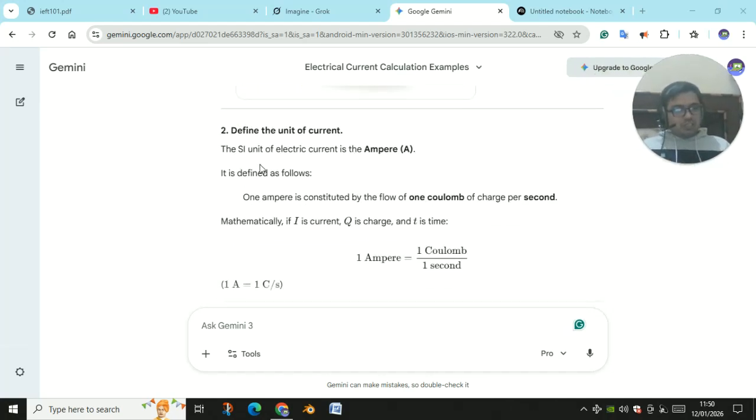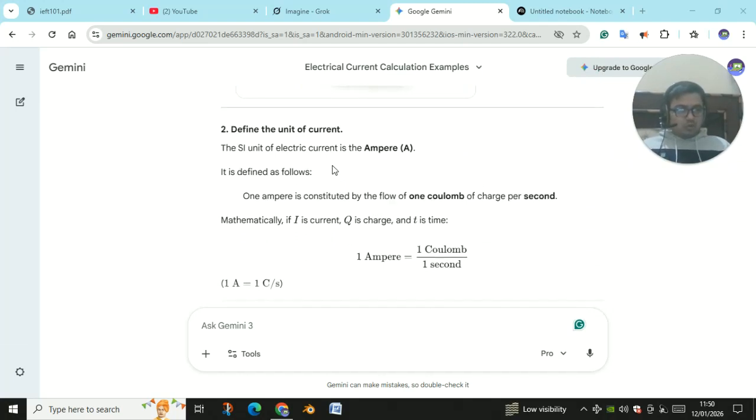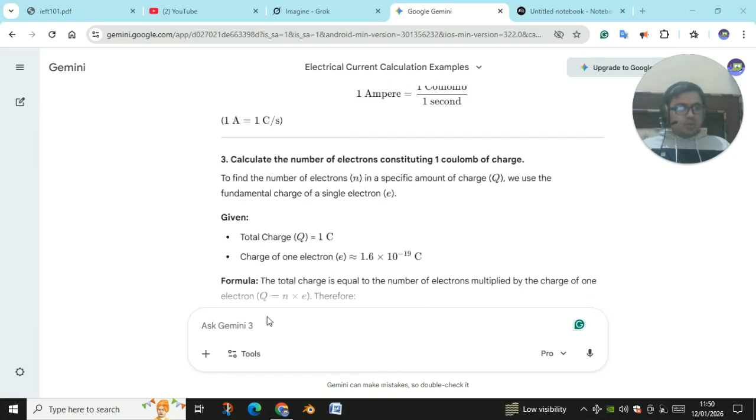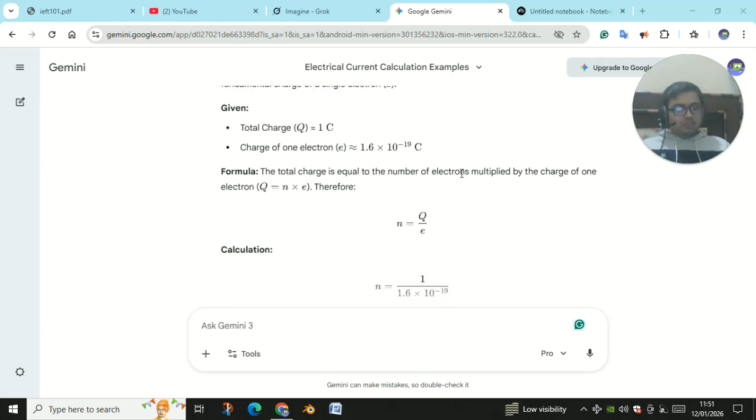Define the unit of current. The SI unit of electric current is ampere. It is defined as follows: 1 ampere is constituted by the flow of 1 coulomb of charge per second. Mathematically, if I is current, Q is charge, and T is time, 1 ampere is equal to 1 coulomb upon 1 second. Calculate the number of electrons constituting 1 coulomb of charge.